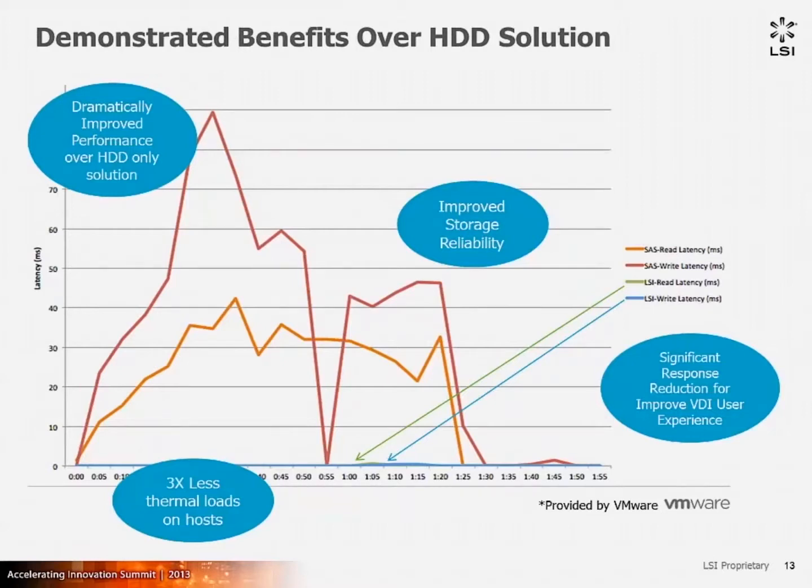And just some additional benefits to show in the sense of read latency and write latency. The two green and blue lines were utilizing the Nitro warp drive, PCIe flash, and then the red and orange lines were showing hard drives. And you can see that the latency was all over the board for hard drives, but it was very consistent and very low for the actual PCIe flash. With 3 times less thermal, improved reliability because you had no moving parts, and significantly improved the response time of the users themselves when they were accessing storage.